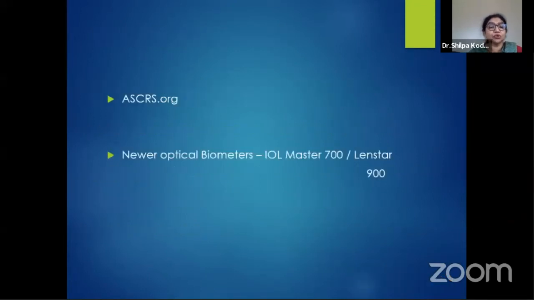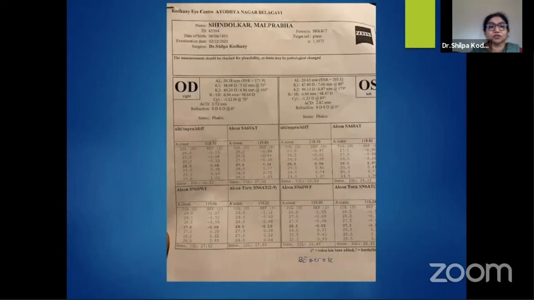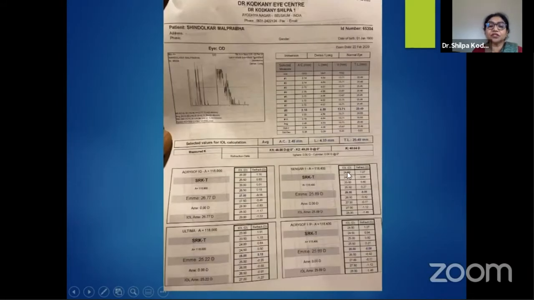Now, the Barrett Universal 2 is found on the ASCRS.org website, which can be very easily used. And of course, it is incorporated in the newer optical biometers, like what Dr. Gaurav said. Now, if you take an example here, this is a patient where we have used the SRK/T formula. The eggshell length is less than 22, and you get a power for your IQ lens to be around 27.5. When you do an immersion, you find that it is 27.